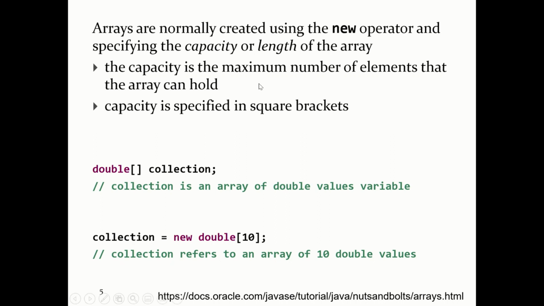So the capacity is just the maximum number of elements that the array can hold. And you specify the capacity in square brackets. So here's my variable collection. There's no array yet. It's just a variable. When I write collection equals new double[10], now there's an array. So now collection refers to an array of 10 double values. Now I can use collection as though it were an actual array.